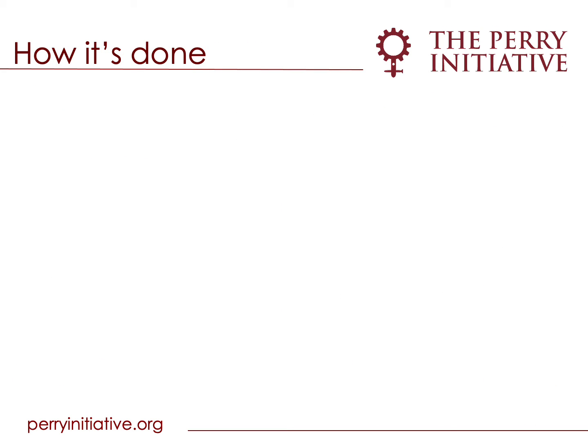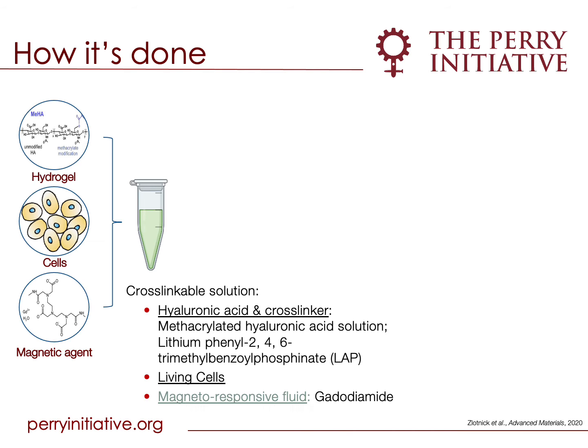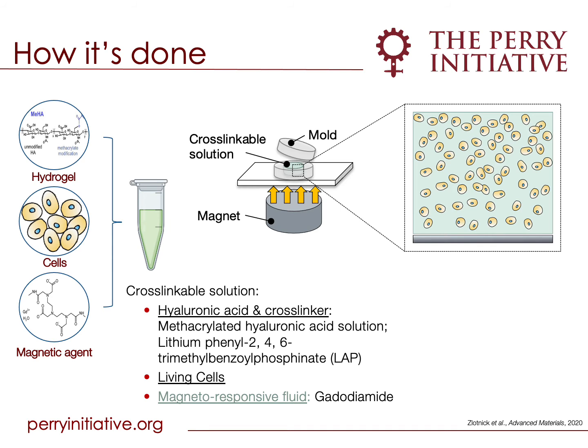So how exactly did we create cell patterns within hydrogels using magnetic fields? Well, first we developed a cross-linkable solution including a hyaluronic acid-based hydrogel and crosslinker, living cells, and the magneto-responsive fluid gadodiamide. We injected this cross-linkable solution inside of a mold on top of a glass slide and nearby a permanent magnet.